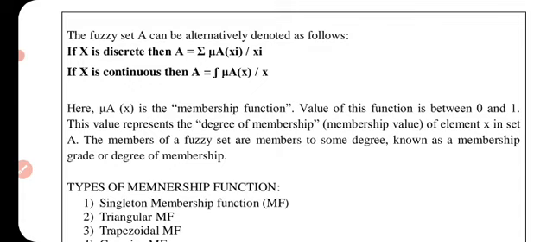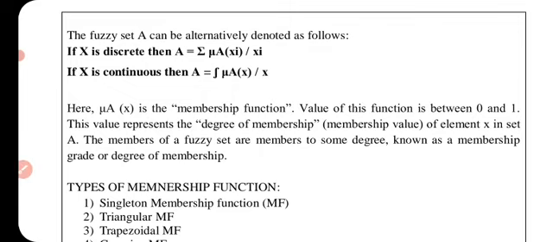If x is discrete, then fuzzy set A = Σ μA(xi)/xi. Sigma is the summation of the membership function of xi divided by the variable xi. If x is continuous, then A = ∫ μA(x)/x, the integration of the membership function divided by the element x. Here μA(x) is the membership function. So the membership function is denoted by μ, and you have to remember this. μA, or μ of a set, indicates the membership function.